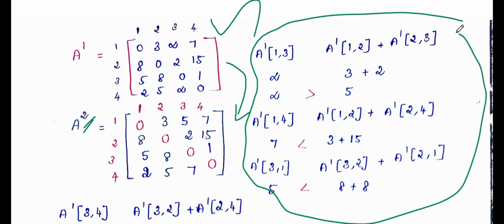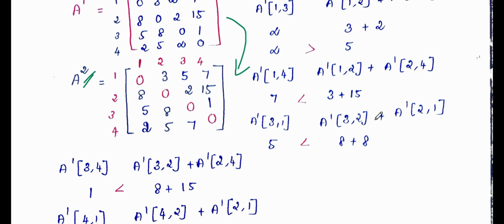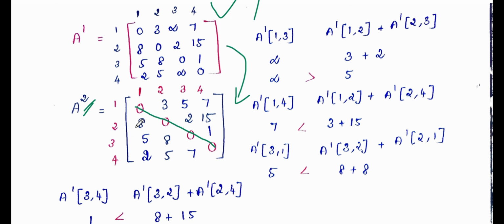Clear? Then we know that all diagonal values are 0. Now here 2 is the intermediate vertex. So no change in the particular row and particular column. The same values are copied from A1. The remaining 3 values we need to find and update. Clear? So diagonals are 0. No need for any updation in the second row and second column because 2 is the intermediate vertex here. Then we find the remaining values only.